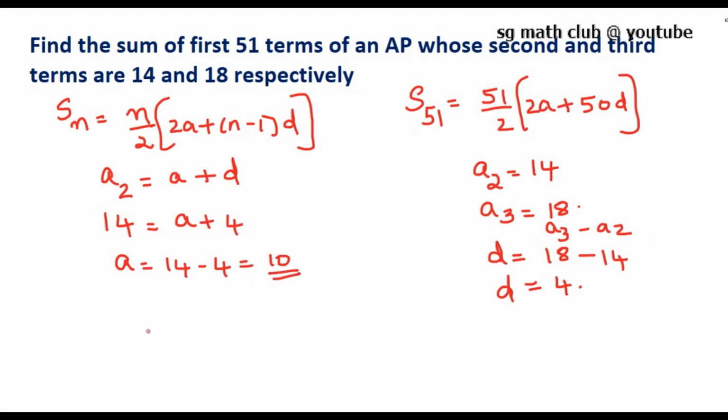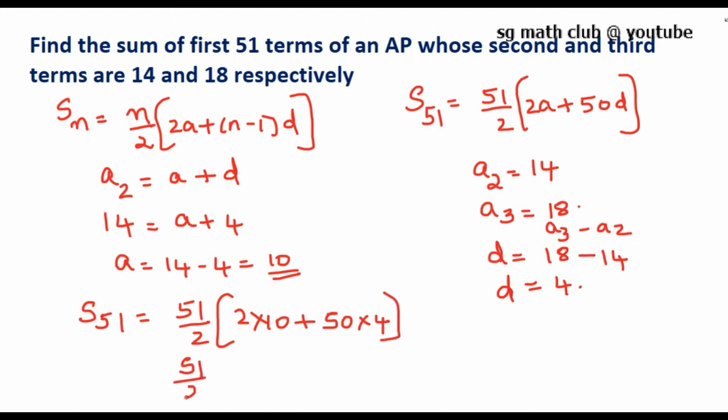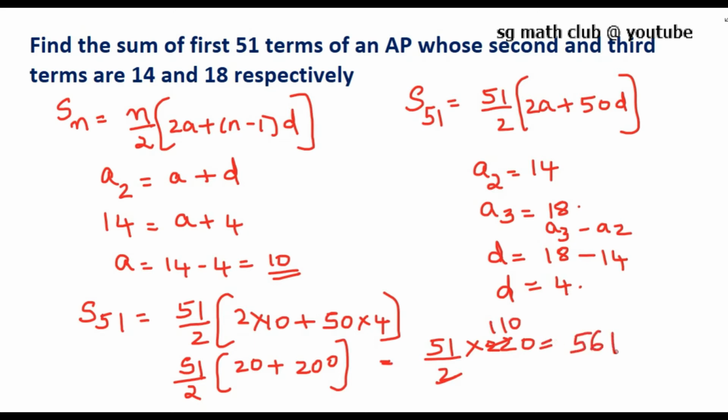Now we will substitute the values. S51 is equal to 51 by 2 into 2a plus n minus 1 into d, 2 into 10 plus 50 into d, that is 4. 51 by 2 into 20 plus 200, which is equal to 51 by 2 into 220. So when you cancel, it is 110. 51 into 110 is 5610.